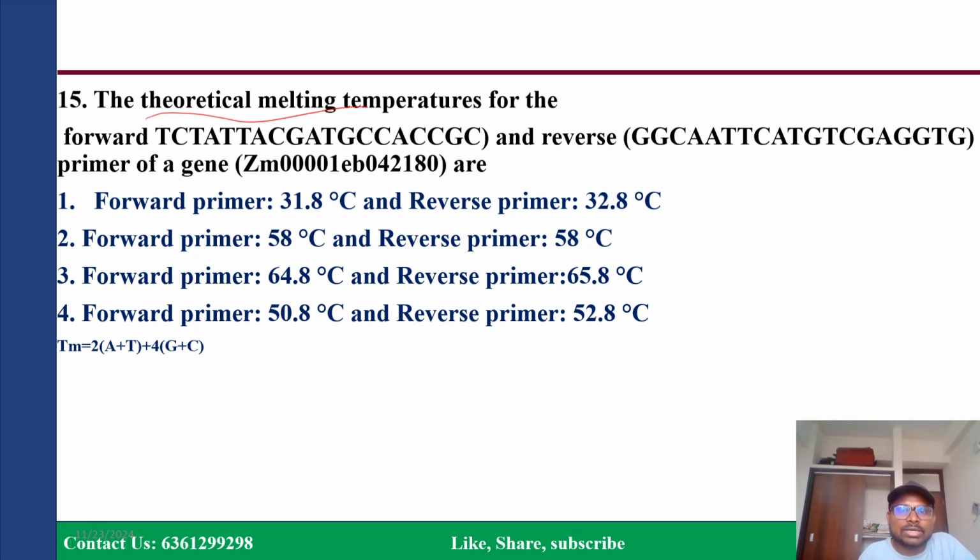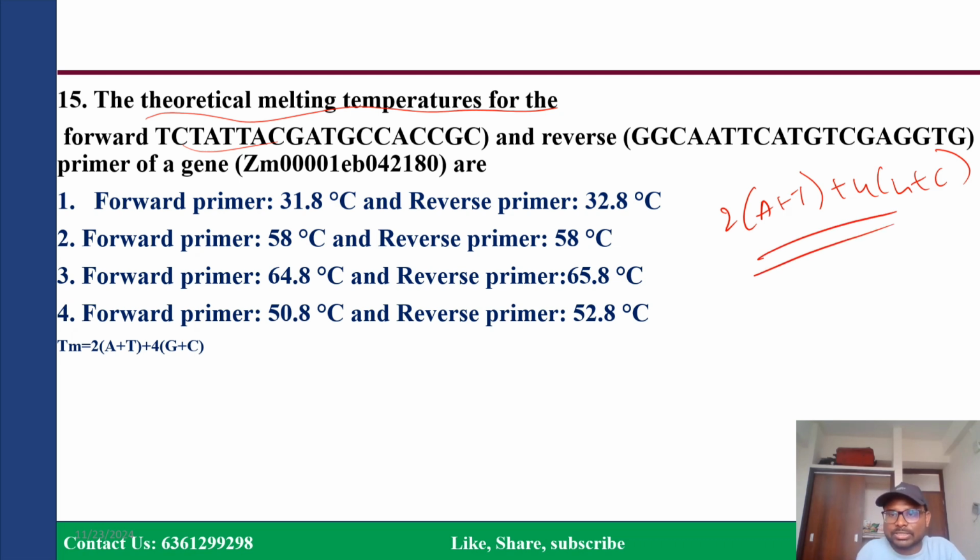Then, theoretical melting temperature. I think there are some formulas like 2(A+T) plus 4(G+C). One formula gives the melting temperature, plus or minus 5, and you will get the annealing temperature also. But don't overthink these concepts.